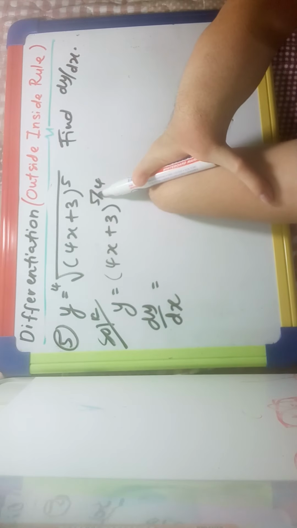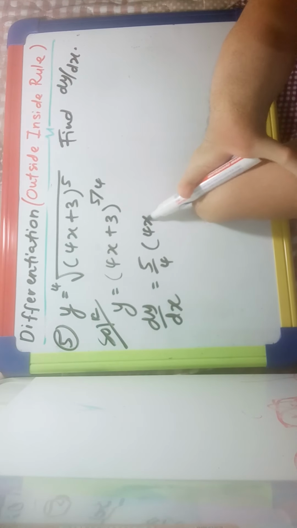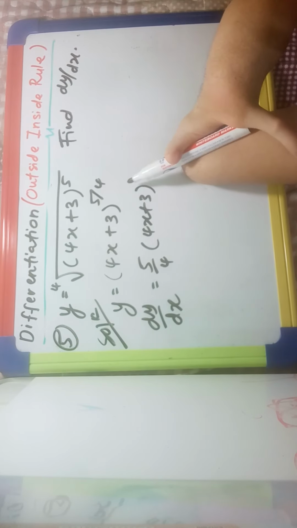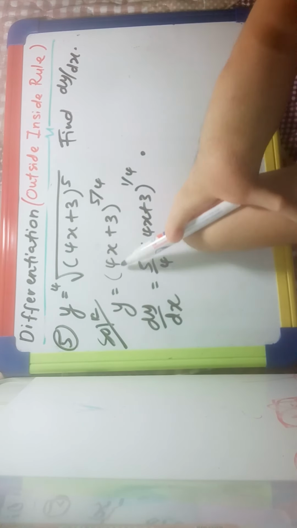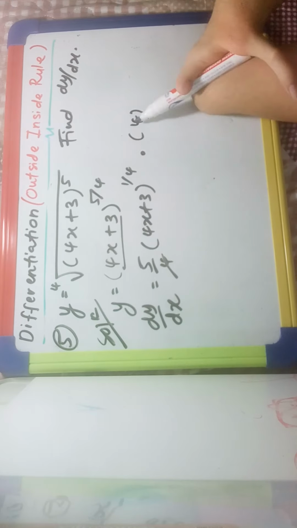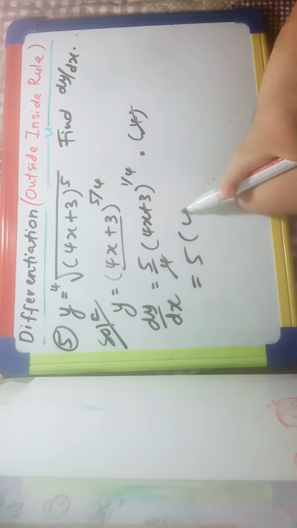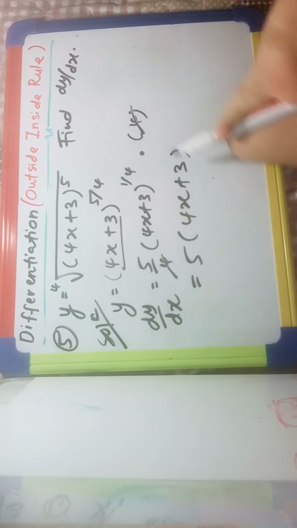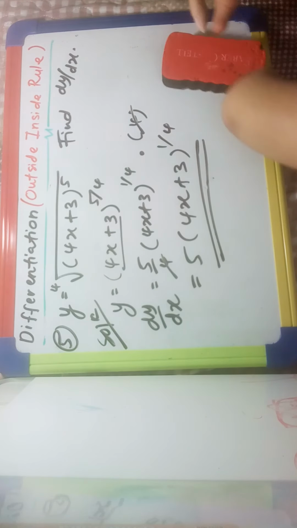Outside, this is the power. Power go down, power minus 1. So 5 over 4 in bracket 4x plus 3, and then 5 over 4 minus 1 is 1 over 4. This is the outside. Multiply inside. Differentiate 4x plus 3, you will get 4. Simplify this, and then your final answer is 5 in bracket 4x plus 3, to the power of 1 over 4. You can leave your answer in this form. Next example.